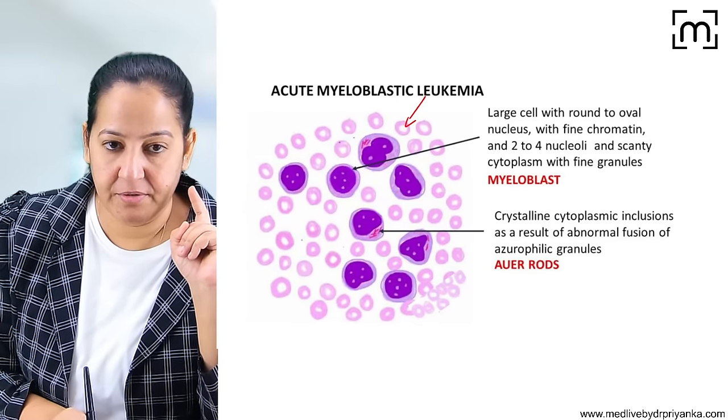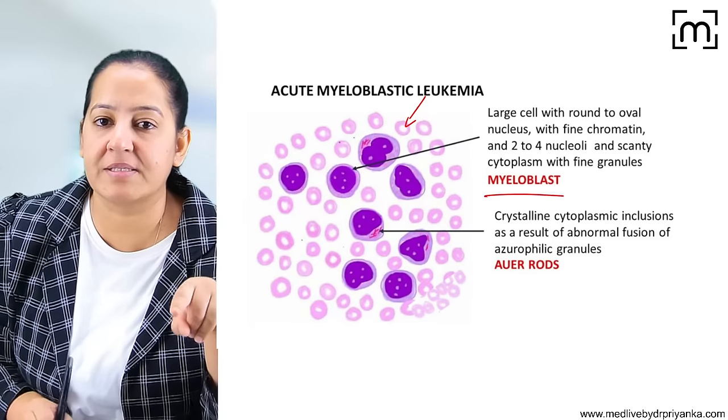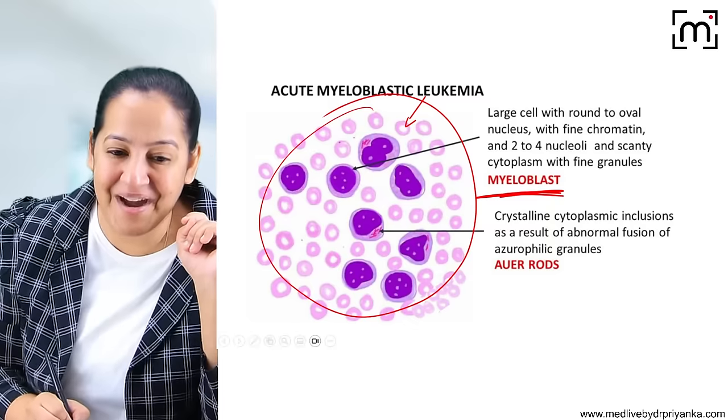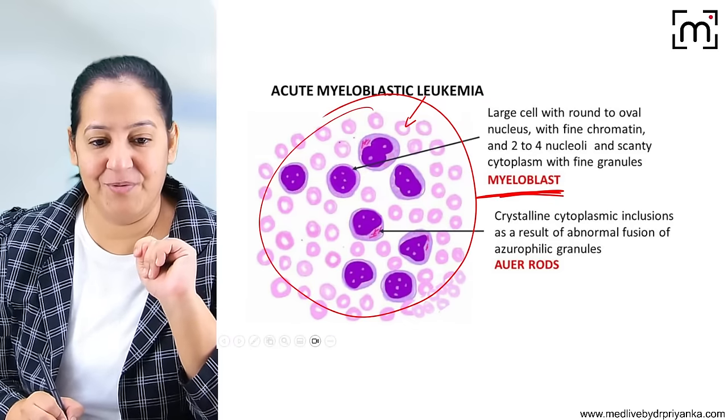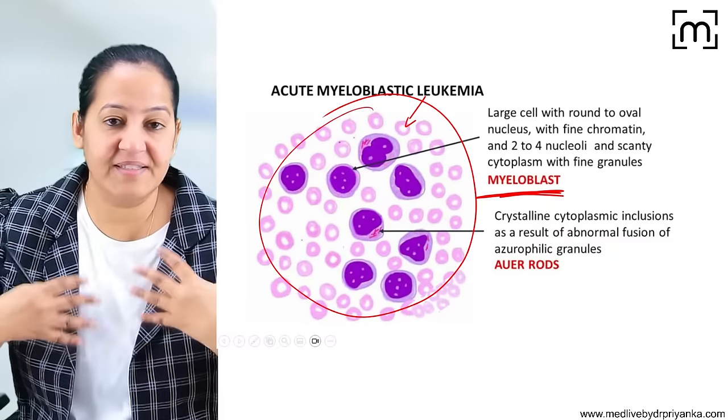Now see this picture. How many types of cells? I get only one type of cell. These cells are all myeloblasts. You can see all the cells shown in this image. They are all myeloblasts. It is not a garden party appearance. You will say it's a school uniform appearance. In a school uniform, everyone is in the same dress.